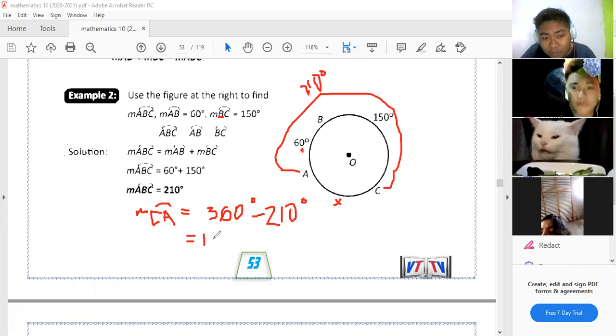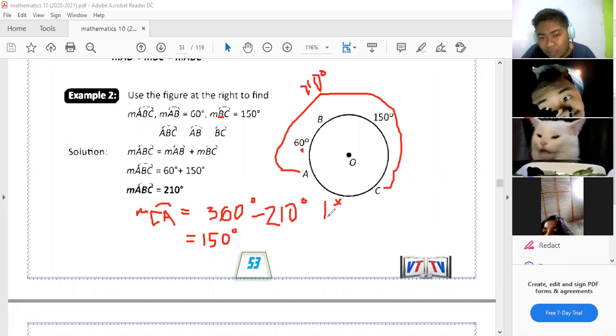What is the answer here? That is 100. Okay, so that's how it is. This is 150. So, if you check it, 60 plus 150 plus 150, that will give you 360. Right?